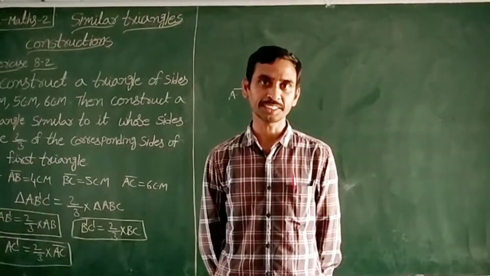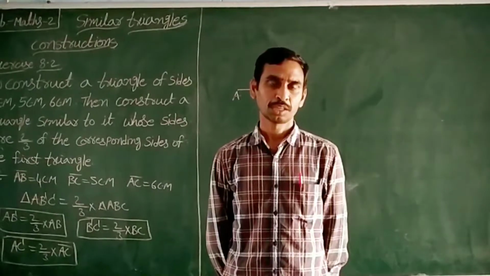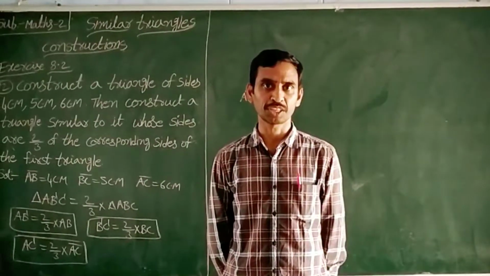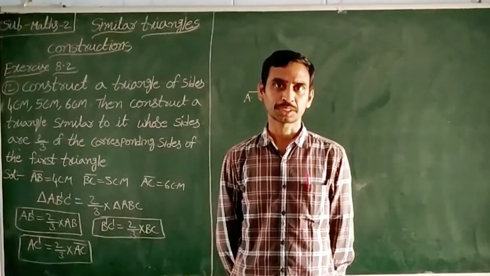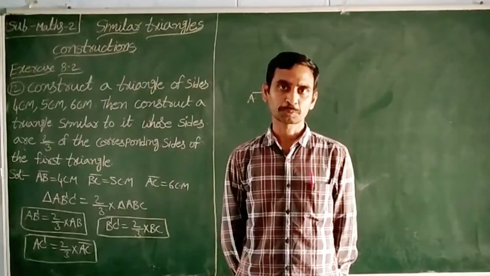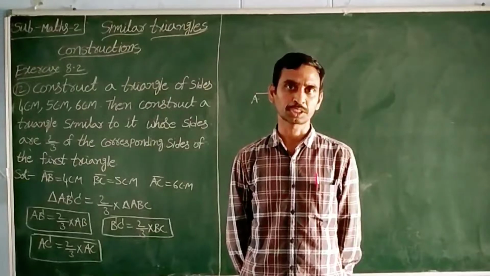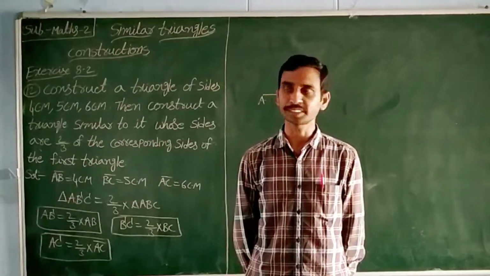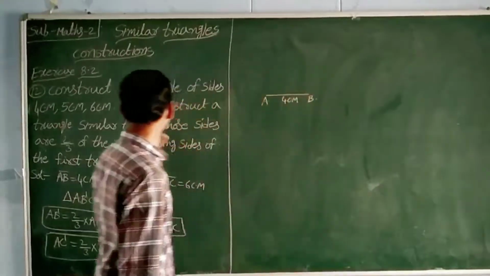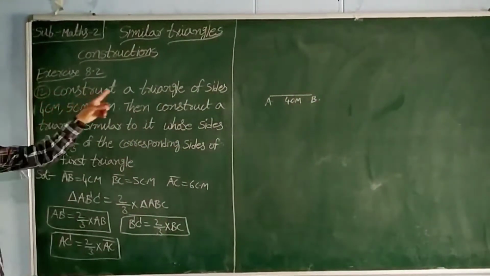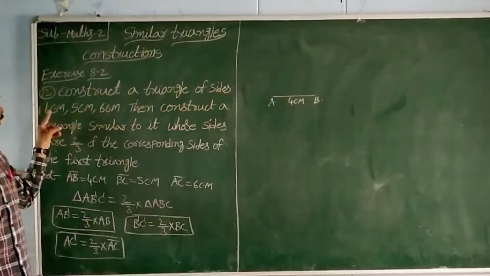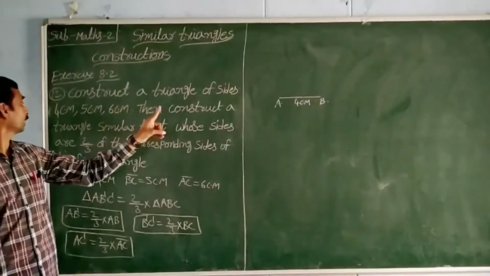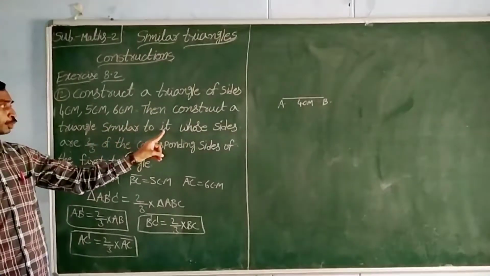Today we are discussing mathematics about similar triangles. Similar triangles construction is very important, so it is a 4 marks problem in the annual examination, so you must practice this similar triangles construction. In exercise 8.2, 12th problem, construct a triangle of sides 4 centimeters, 5 centimeters, 6 centimeters. Then construct a triangle similar to it.